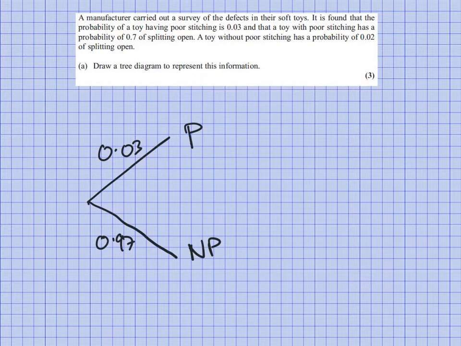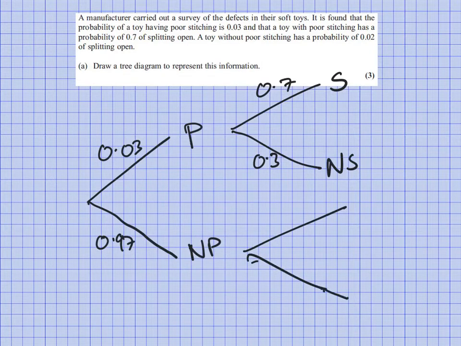There are two options here, because the probability of it splitting open depends on whether it had poor stitching or not. If it has poor stitching, so that's this branch up here, then the probability of it splitting is 0.7. And so it's 0.3 for not splitting. If the toy has good stitching or not poor stitching, the probability of it splitting is 0.02. And the probability of it staying together then, not splitting, is 0.98.